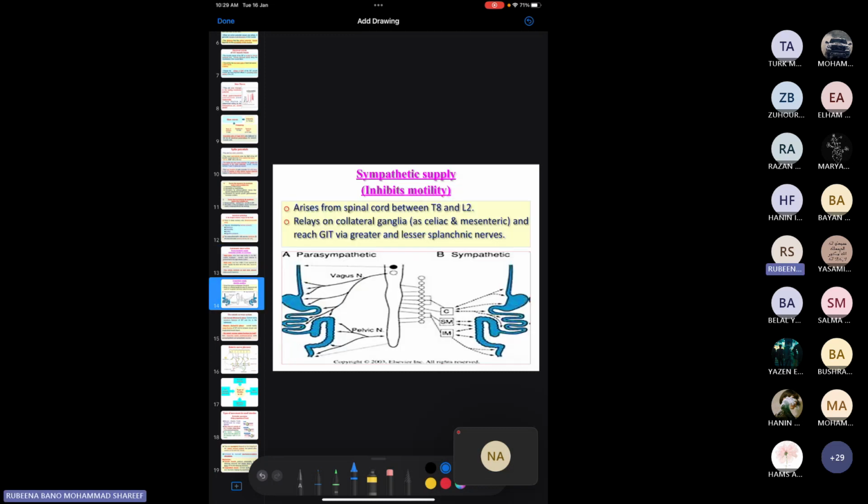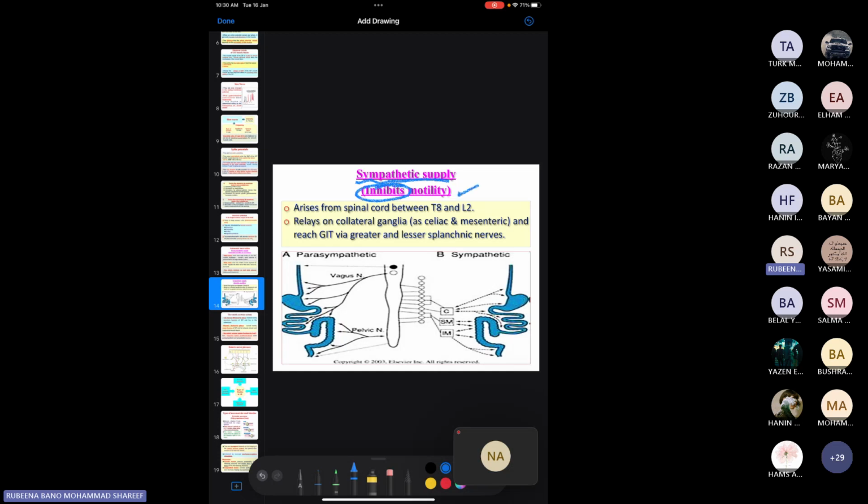Then the sympathetic supply is inhibitory. It will inhibit the motility, because the sympathetic nervous system gets activated when we are in stress. In stress conditions, due to fear, there is a fight and flight response. So you don't want your GI system to be active. You don't want to defecate. You don't want more secretions in your GI or increased motility. So it inhibits the motility.